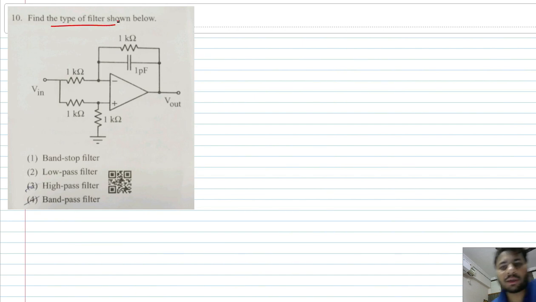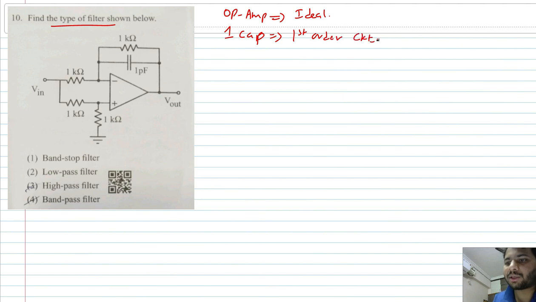Find the type of filter shown below. So there is an op-amp circuit and nothing is given about the op-amp, which means the op-amp can be assumed to be ideal. And also the circuit has got only one capacitor. So the given circuit is a first order circuit, and any first order circuit can be low pass, high pass or all pass, but it cannot be band pass as well as band stop. So from the options we can directly rule out band stop and band pass.